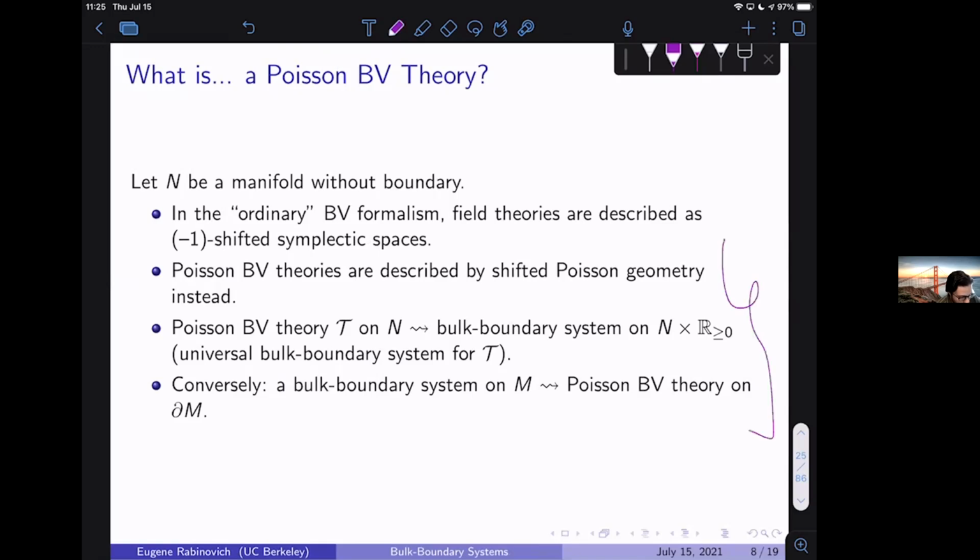I would say this is work of Butson and Yu. And there are probably antecedents for that work as well, which I'm unfortunately unaware of. At the very least, Kontsevich sort of knew this in his heart of hearts when he quantized Poisson manifolds.